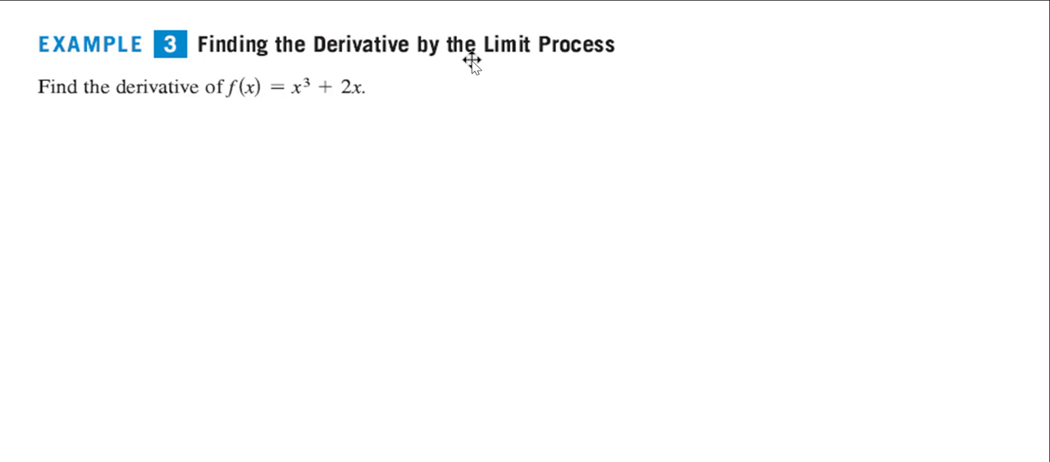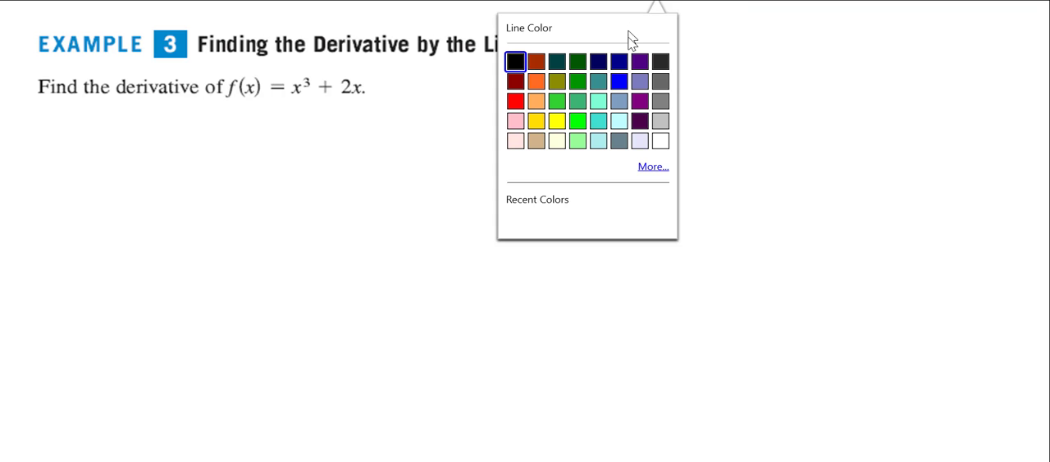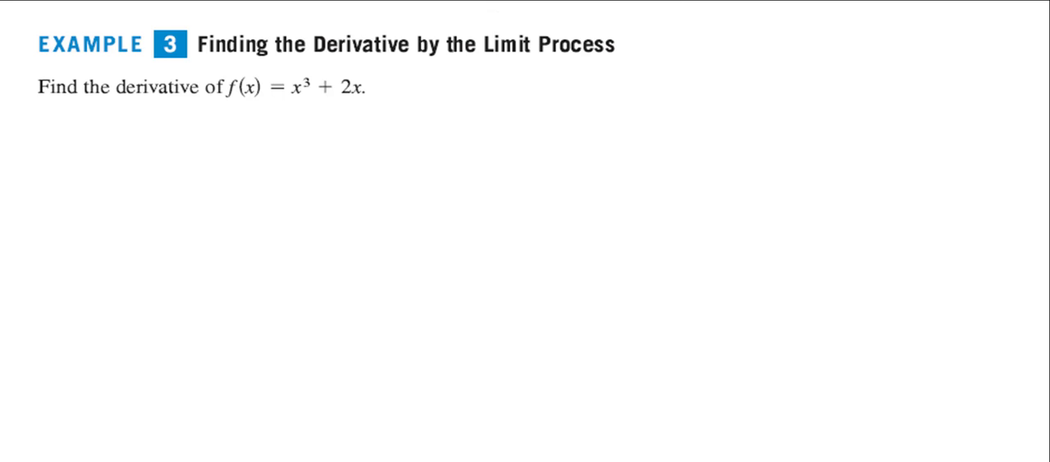Alright, we're going to find the derivative. f of x equals x cubed plus 2x. Let's see if we remember some stuff. It's okay looking at your notes a little bit, but as we practice, as we do these, we should be able to wean ourselves off of our notes.